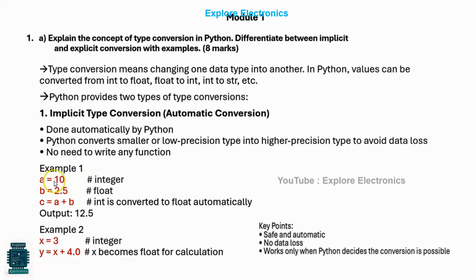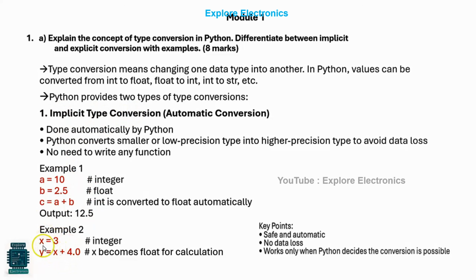Here, example: A is equal to 10, an integer data type, and B is equal to 2.5, a float data type. Here C is equal to A plus B. A is an integer and B is a float, so here I have to convert. Int is converted to float automatically. Here A is 10, B is 2.5. The integer is converted to float automatically. Okay, clear with it? It is automatically converted, that's why it is implicit type conversion.